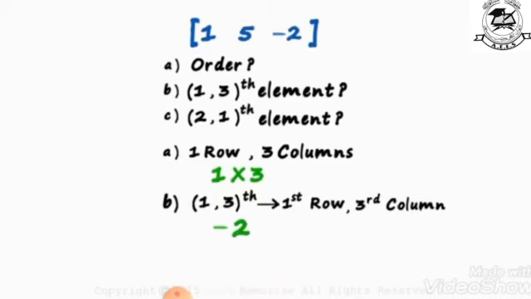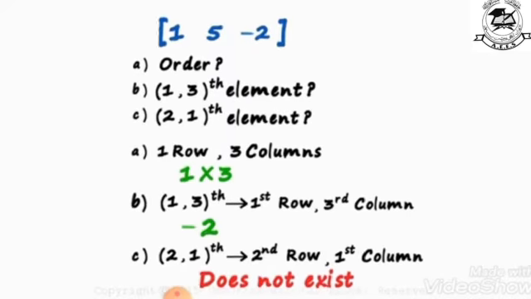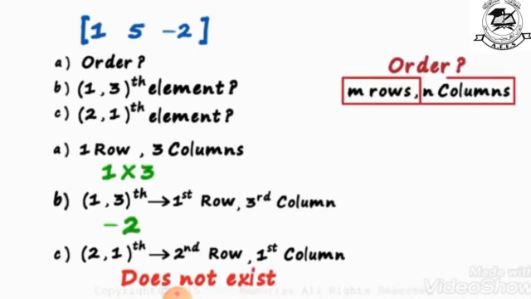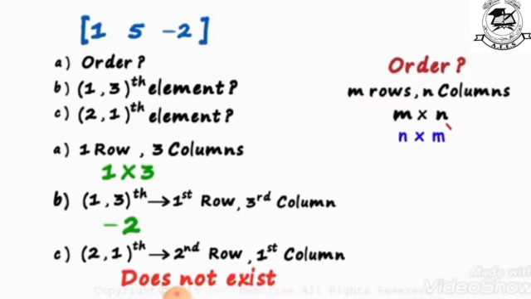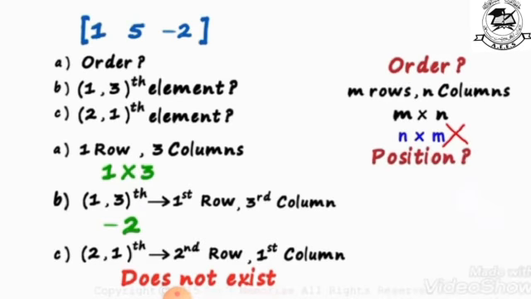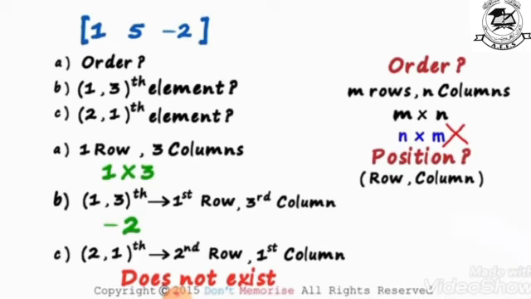C. 2/1th element, 2nd row, 1st column. But here we have only 1 row. We do not have a 2nd row. Then this does not exist. Okay, quickly review what we have learned today. Order: if we have m rows and n columns, we can write it m by n, because m is row and n is column. Position: first we write row and then column.